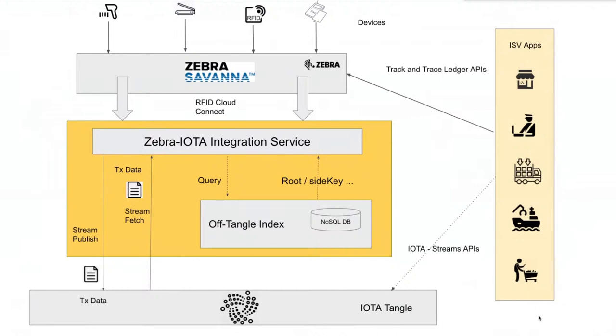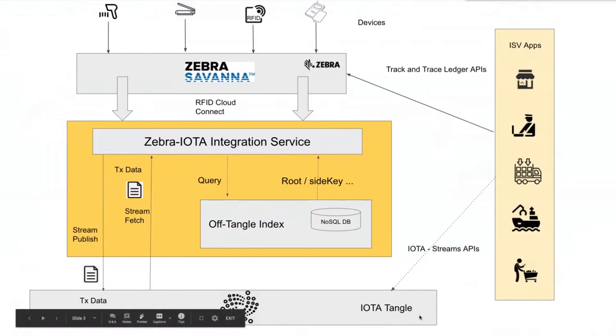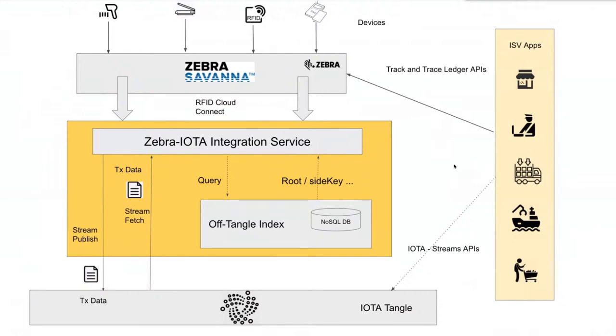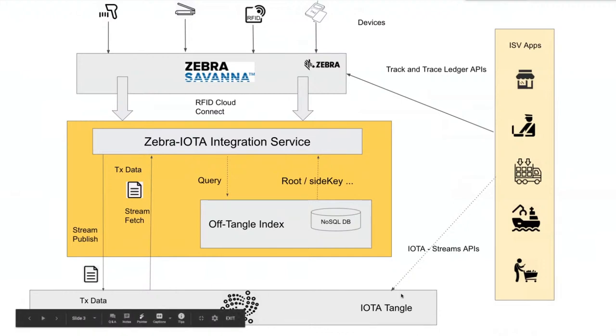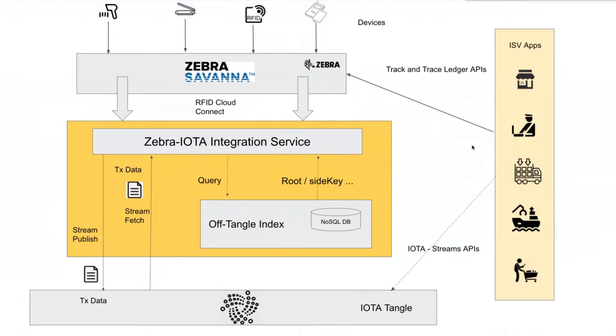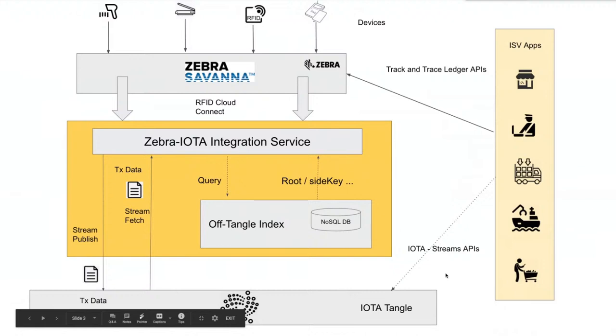So the ISV applications are the retailer, the public authorities, the freight forwarders, the ports, even the consumer. These applications can consume the data through the Savanna APIs, through the REST APIs, or even directly through the Tangle using the IOTA Streams APIs. You need to take into account that while you can post or read data through Zebra Savanna through the APIs, you can also read data directly through the IOTA Streams APIs.